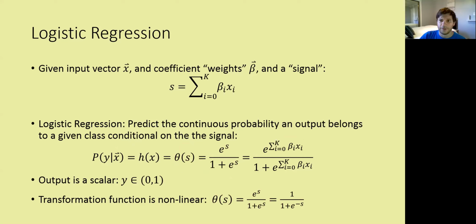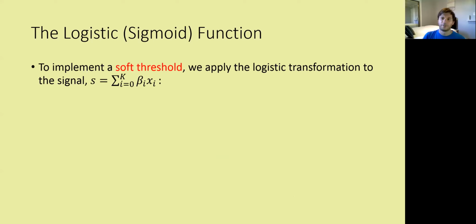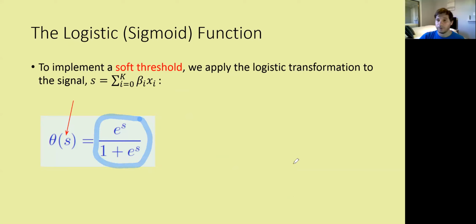And the transformation function, this is something we refer to as a sigmoid function. It's like an S-shaped function. And what this does is it implements what we call a soft threshold when we apply this logistic transformation. So the logistic transformation takes what was a linear signal S, and it produces for us a non-linear output, which is this whole term circled in blue. That is a non-linear function of the signal, which is why this is a non-linear regression.